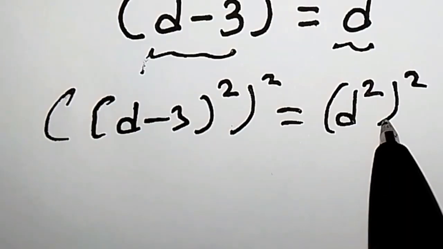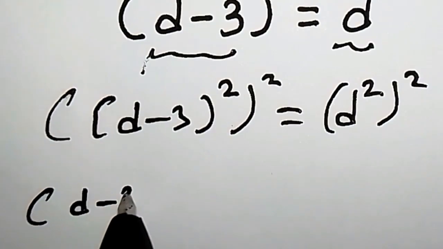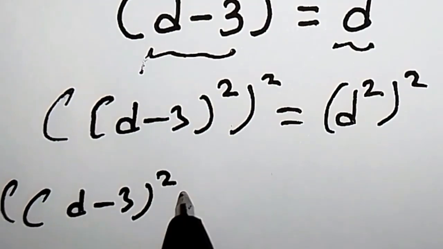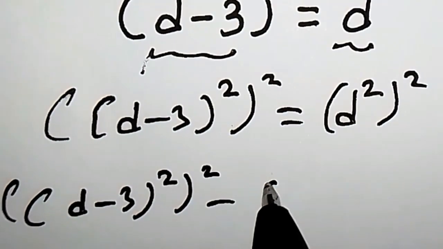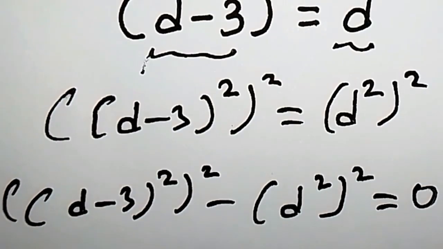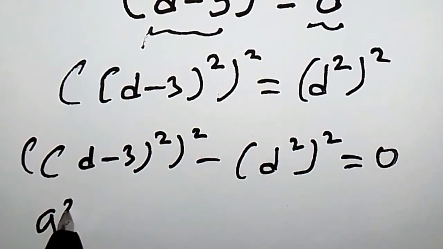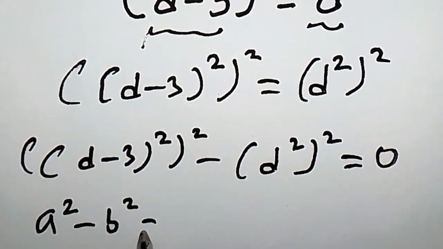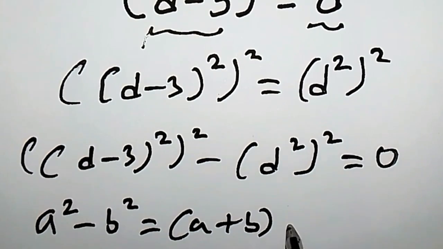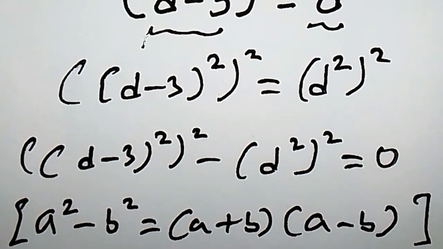Now, let's move this guy to the left side. So that will be ((D - 3)^2)^2 - (D^2)^2 = 0. Let's continue. You will observe that this left hand side looks in the form of an identity, that is A^2 - B^2 = (A + B)(A - B). Take note of this property very well.